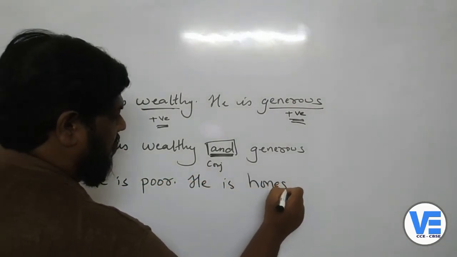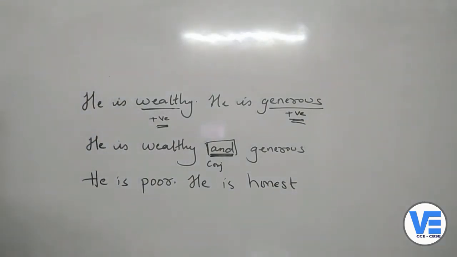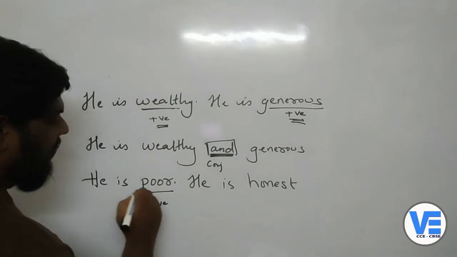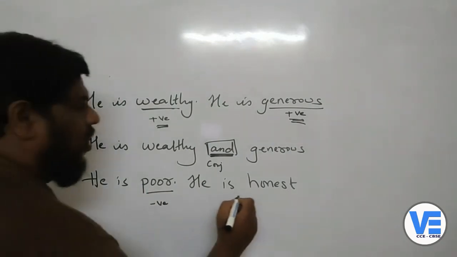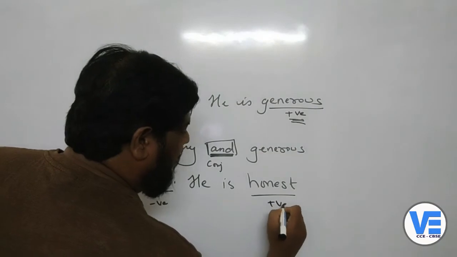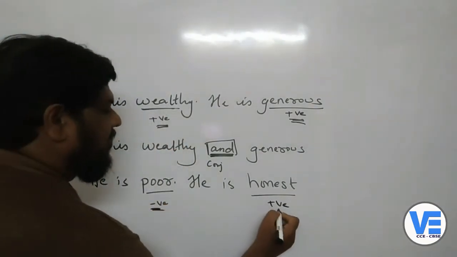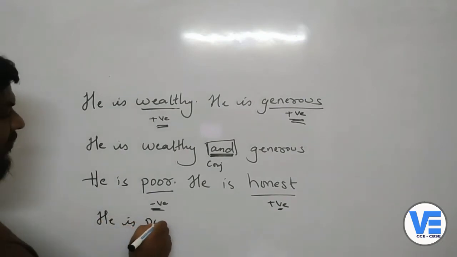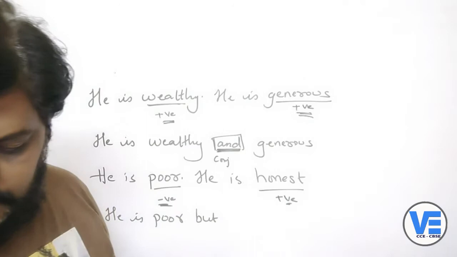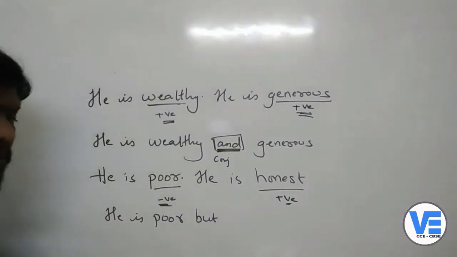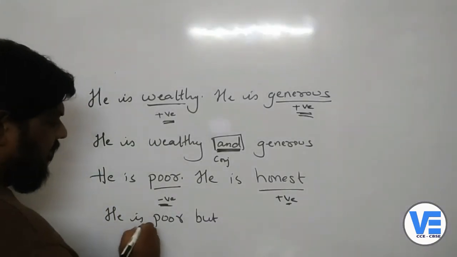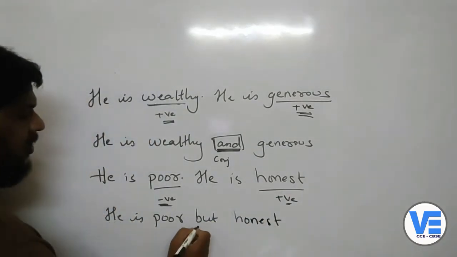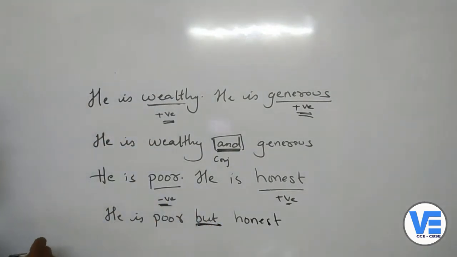He is honest. So he is poor. Poor is a negative sign, isn't it? Whereas honest is a positive sign. So when there is a negative sign and a positive sign, how will you join the sentence? He is poor. So the conjunction we can use here is: he is poor but honest. Here we have used the word but.